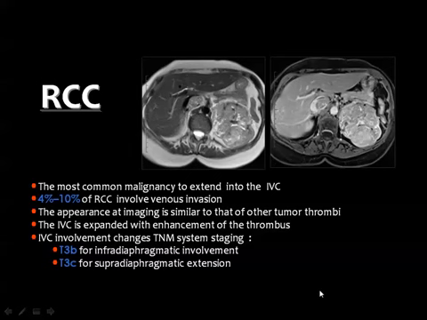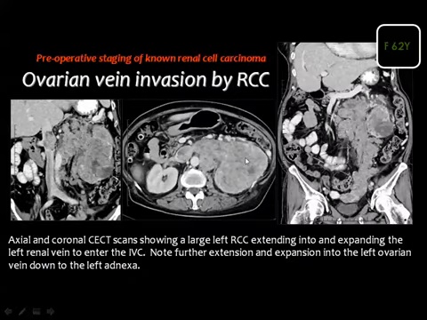The IVC can also be invaded by tumors from other organs, commonly renal cell carcinoma. The tumor goes from the kidney through the renal vein and then into the vena cava, and the tumor may reach the right atrium as well, and this will affect the staging of the tumor and also the prognosis of the lesion. And this is a case of carcinoma extending through the renal vein and the IVC, with very invasive thrombosis.